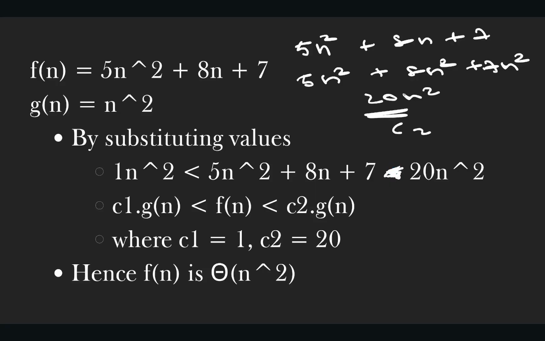This symbol should be equal. If you use any value that's greater than 20, then it should be greater than. For now, it should be equal. That's a small mistake. Somehow the definition is satisfied, so we can say f(n) is big theta of n squared.